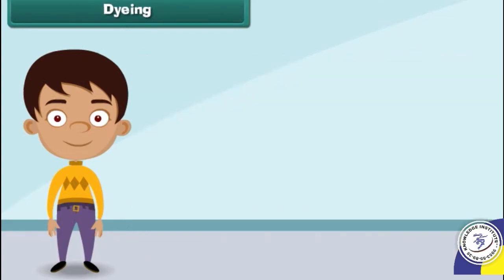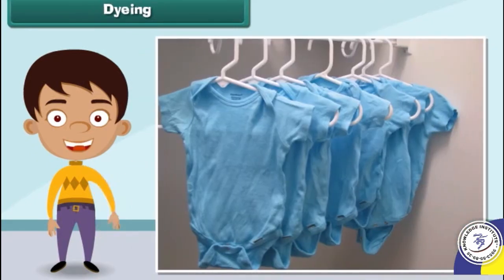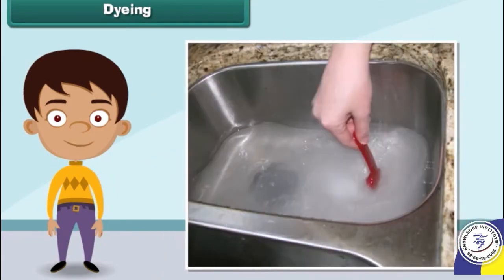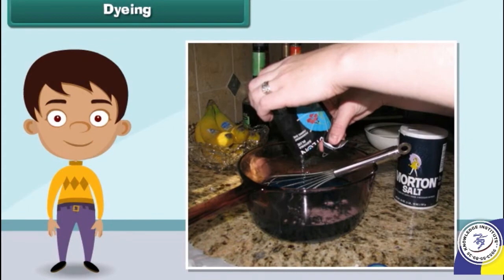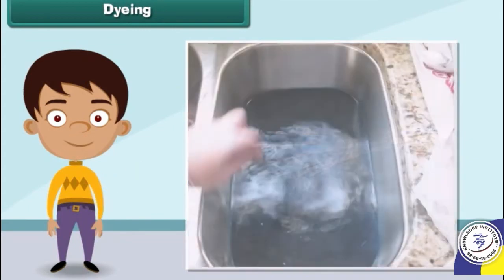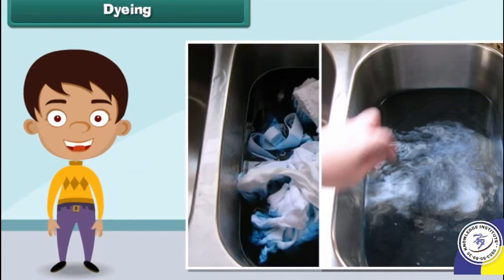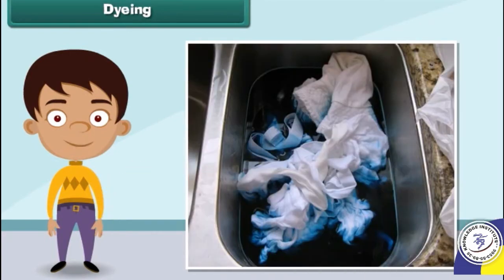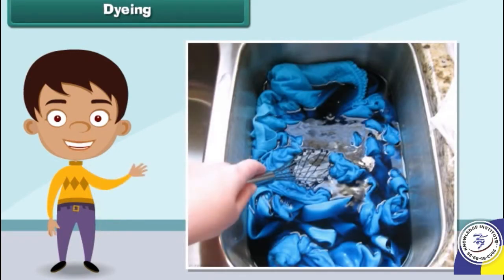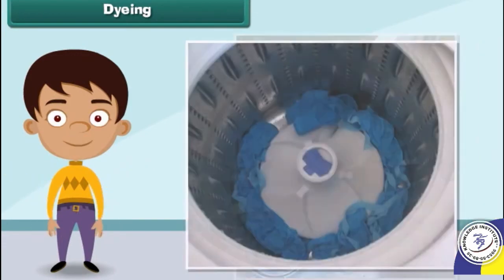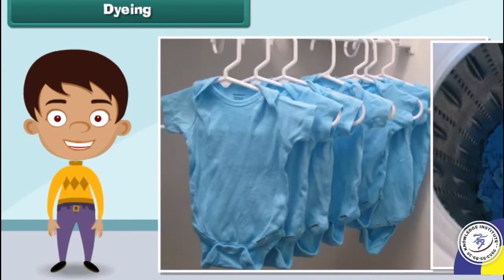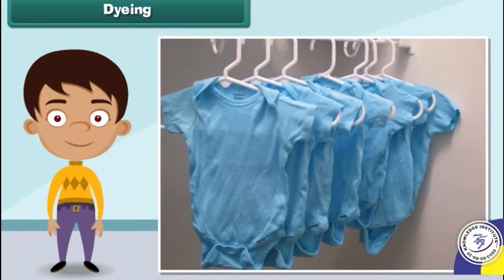Dyeing. Dyeing a fabric means giving a new color to the fabric. To dye a fabric, first a solution of dye and salt in warm water is prepared. Next, the fabric is dipped in the solution. Then the fabric is removed from the solution after an hour and washed. Finally, the fabric is dried.